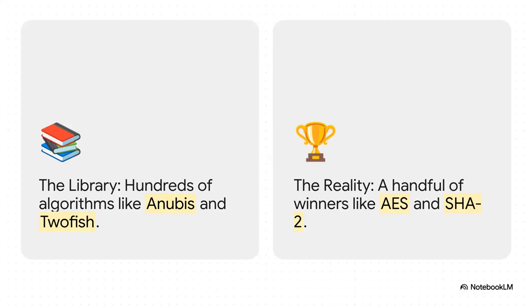On one hand, you've got the Linux Crypto API, which is like this huge, vast library just packed with hundreds of different algorithms. And some of them have these incredible names, right? Anubis, Khazad, Twofish. But in reality, all of our security pretty much relies on just a handful of champions, like AES and SHA-2. So what's the deal? Why have this massive arsenal if only a tiny fraction of it ever actually sees any action?